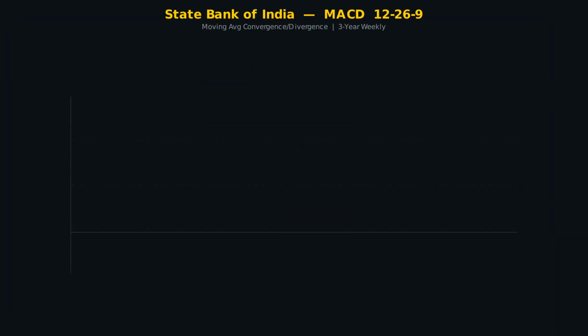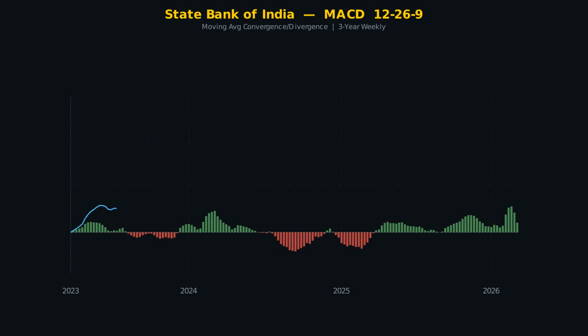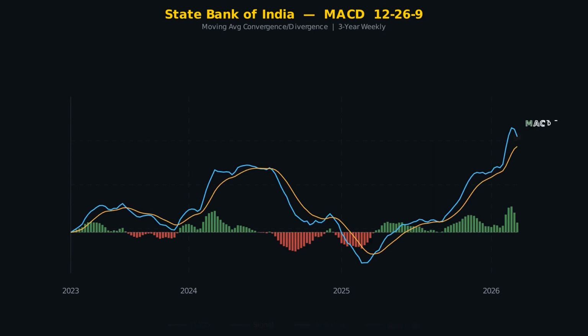Here is the MACD chart for State Bank of India. Green bars mean MACD is above signal, bullish momentum. Red bars mean bearish momentum. Currently, the histogram is contracting. The MACD line is above the signal line. Bullish momentum is confirmed. The MACD value is 73.78.